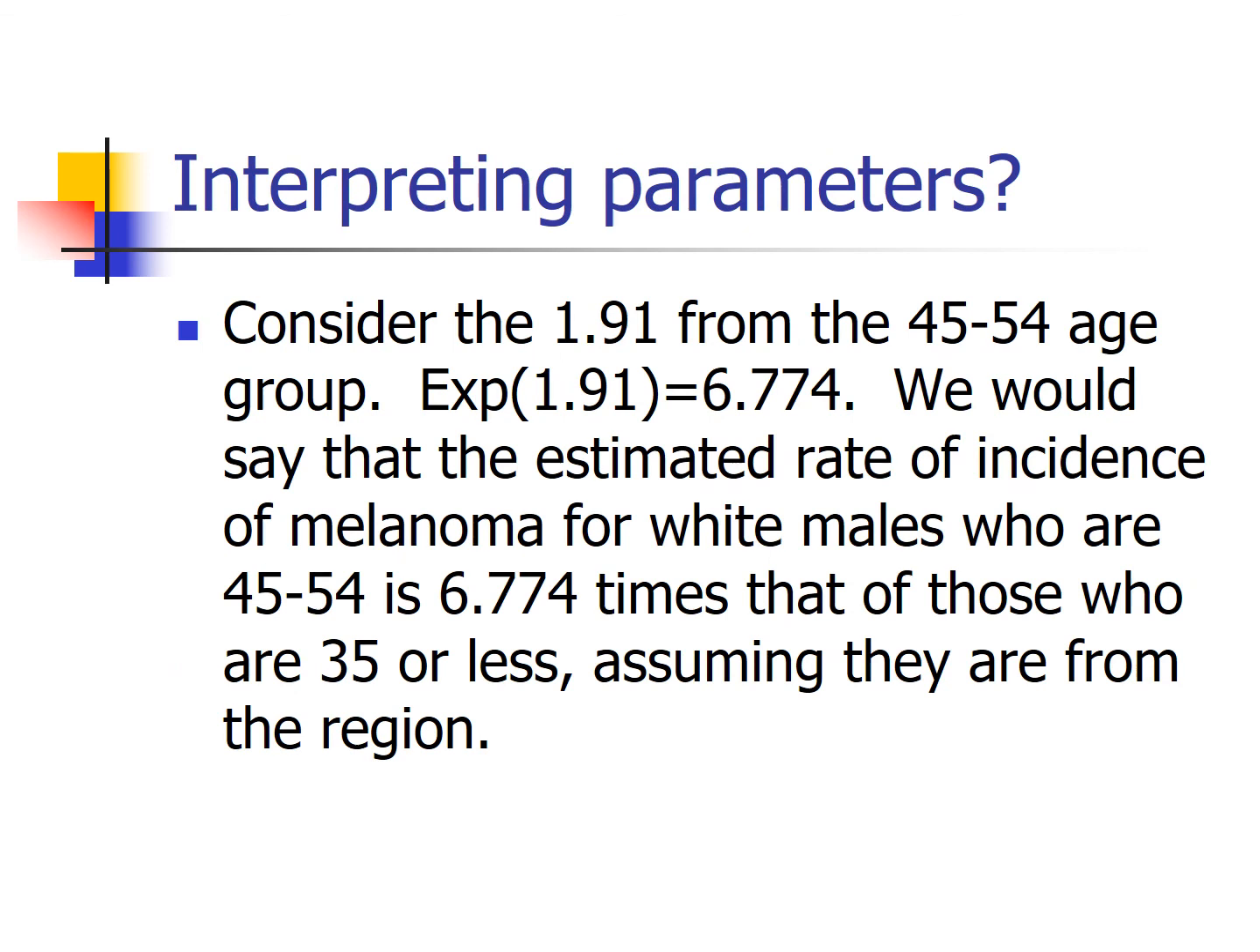So that's everything I think we said in the previous slide. And then we can interpret. If I say that you're more likely to have melanoma if you're in the 45 to 54 age category, you might ask, how much more likely? Well, that's where you could go to the model equation, get the 1.91. Just like in logistic regression, we could exponentiate it to get 6.774. So we would say that the estimated rate of incidence of melanoma for white males 45 to 54 is 6.774 times that of those who are 35 or less, all other variables held constant, so assuming they're from the same region.